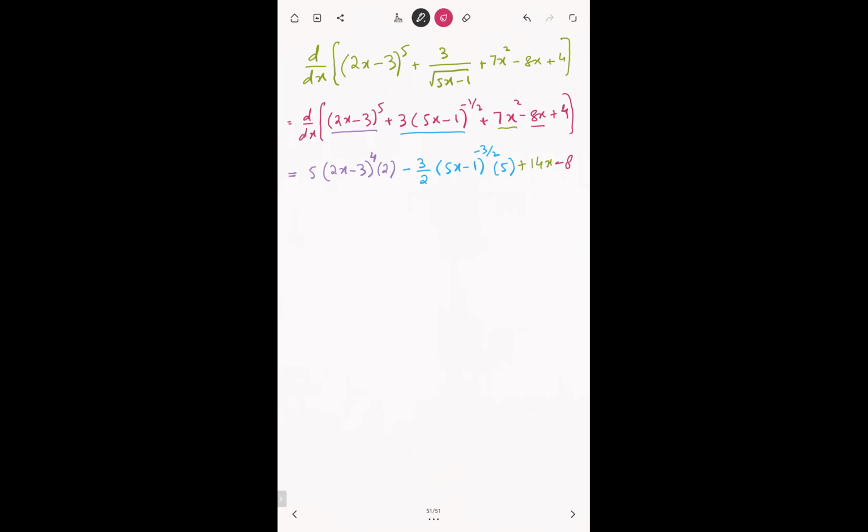We can simplify a bit more. We can write 5 times 2 is 10 into (2x minus 3) whole power 4. Here minus 3 by 2 into 5 is basically minus 15 by 2, and we can shift (5x minus 1) into the denominator to make the power positive, so positive 3 by 2, and plus 14x minus 8 as it is. G, is that clear?